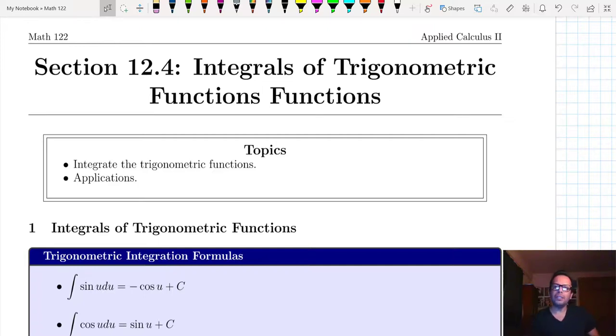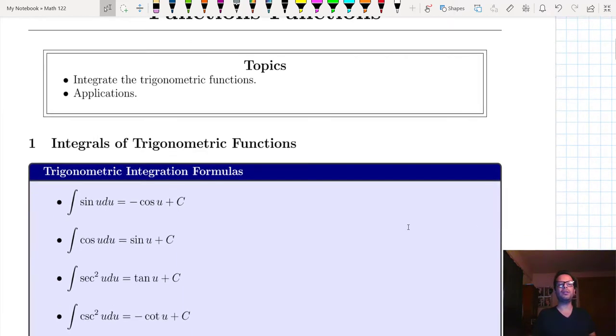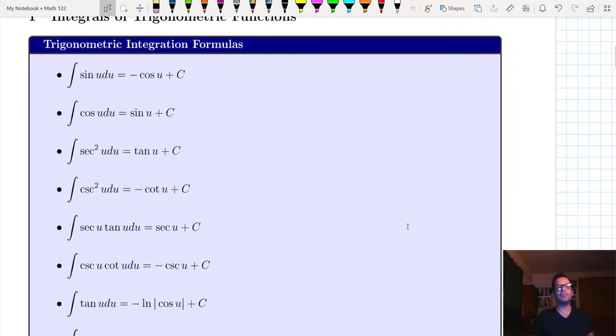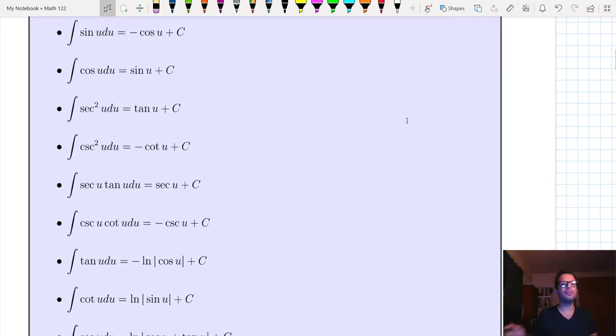Hi everyone, in this video we wrap up chapter 12 on trigonometric functions. We wrap up the chapter with the integrals of trigonometric functions. So again, let's recall that taking the integral is the opposite of taking the derivative. Here we are going to have a few formulas to integrate trigonometric functions. Of course, we are not going to have all of them. There's many integral formulas. We're just going to go over the basic ones.